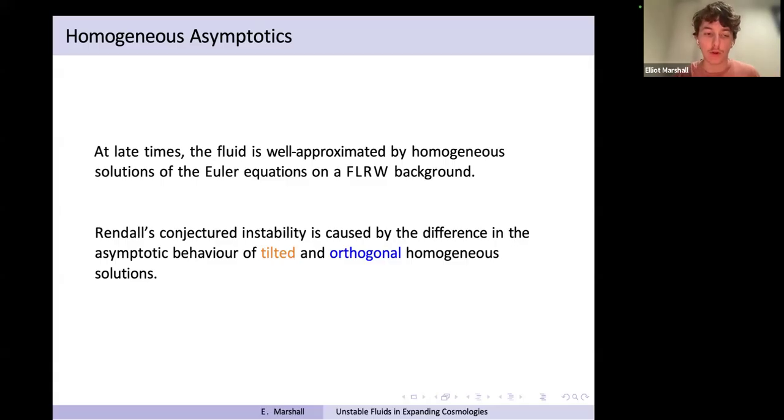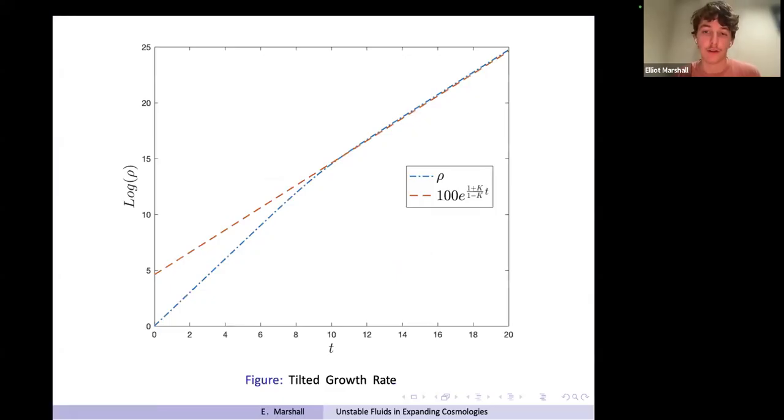solutions. What we observe is that at late times, our fluid basically behaves like a homogeneous fluid, and at some points in our domain, it behaves like a tilted fluid, and at some points it behaves like an orthogonal fluid. The way we can test this numerically is we can derive the homogeneous growth rates for the density, for example, and then we can compare our numerical solution to these growth rates. So if I look at an individual point in my domain, does it eventually start growing like one of these tilted or orthogonal solutions? That's exactly what we've done. Here I've got a plot, and blue is our numerical solution at one point in my domain, a fixed grid point.